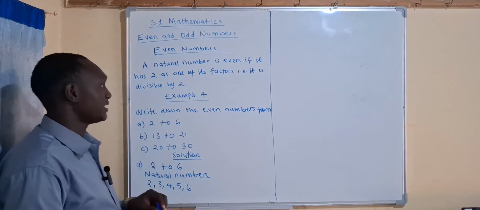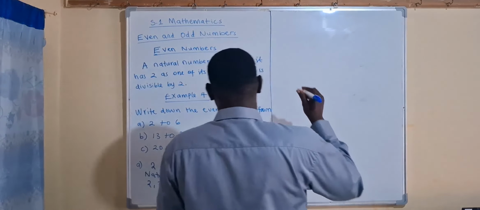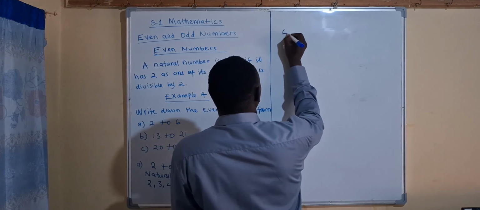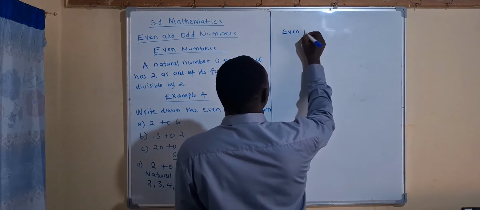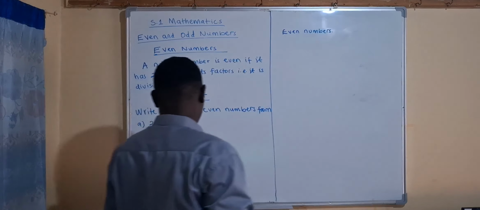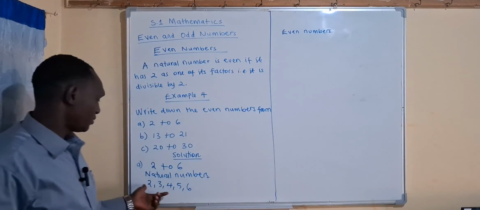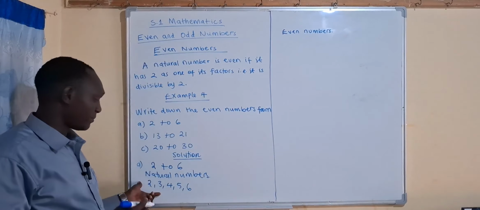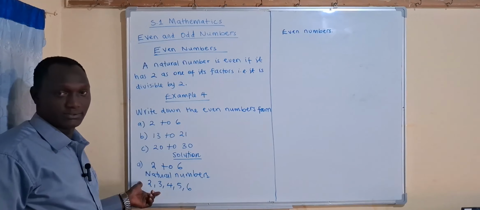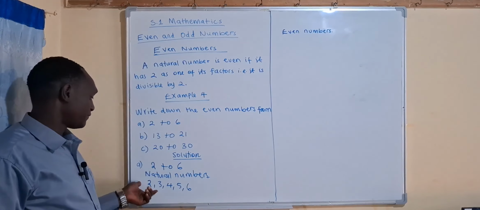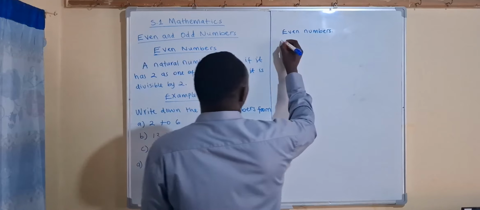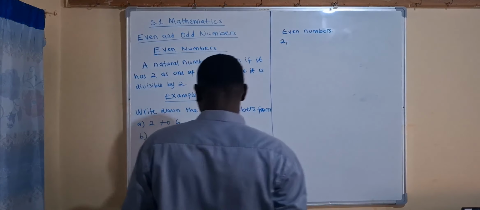But the question is telling us to only list or write down the even numbers. So after that, you come and say even numbers. This is what the question wants. In this part of the even numbers, you look for numbers that if you divide them by 2, the remainder is 0. For example, 2 divided by 2, you get 1 and the remainder is 0. That makes 2 an even number.